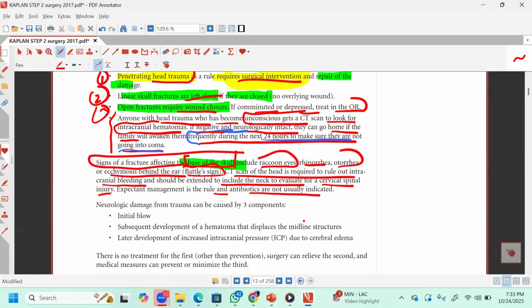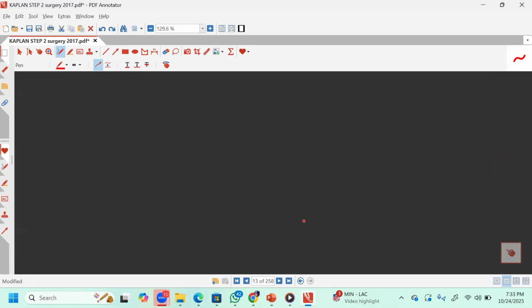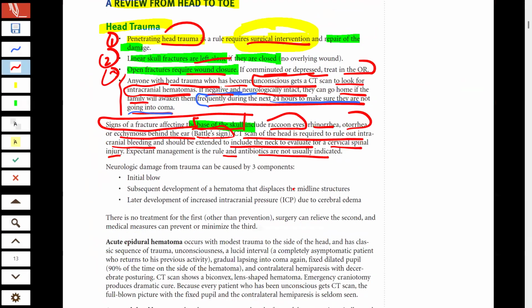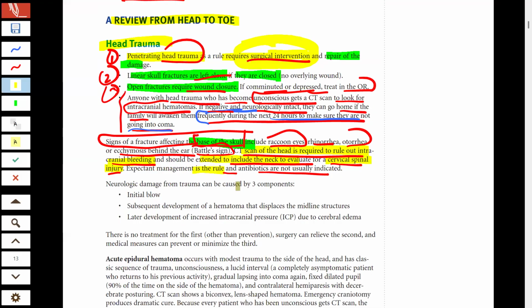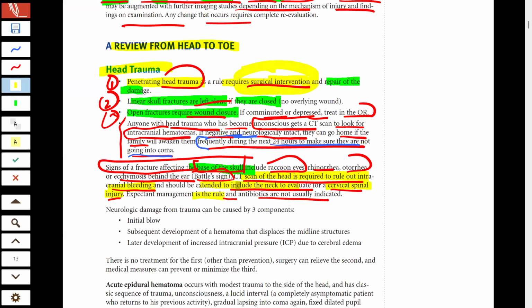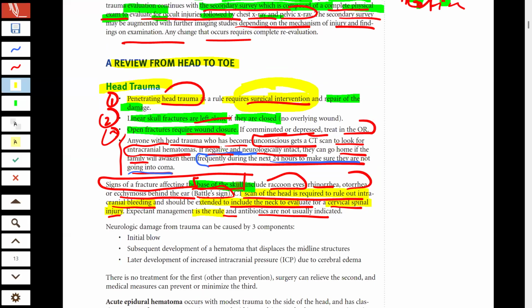And then the important one: if you find there is a fracture of the skull and otorrhea, with these features, a CT scan is required to rule out intracranial bleeding. That's why you have to go with CT scan if the patient is in a conscious state. Extend it to include the neck to evaluate the cervical spine. Expectant management is the rule. Okay, so these are two. Move to next.